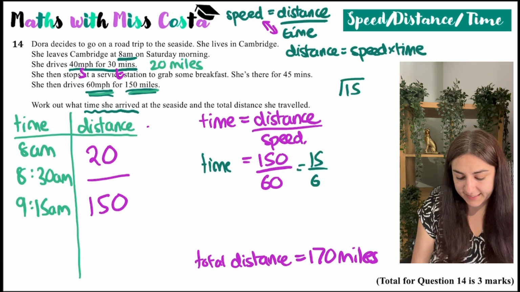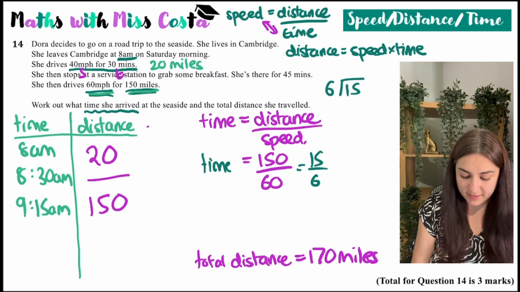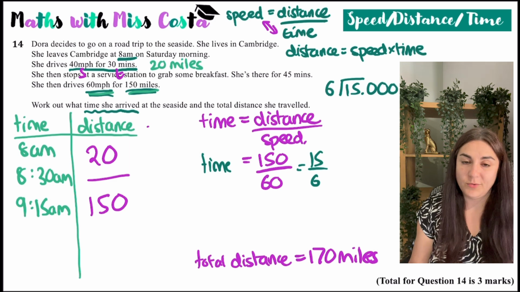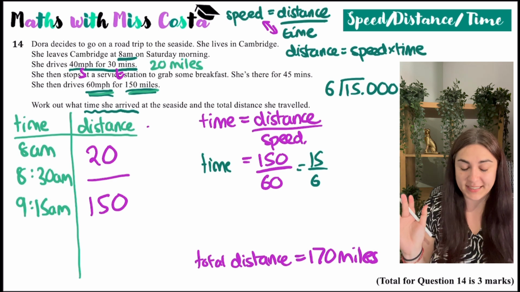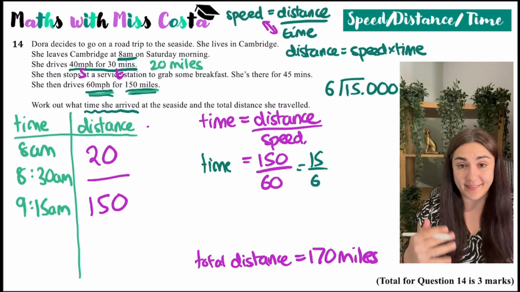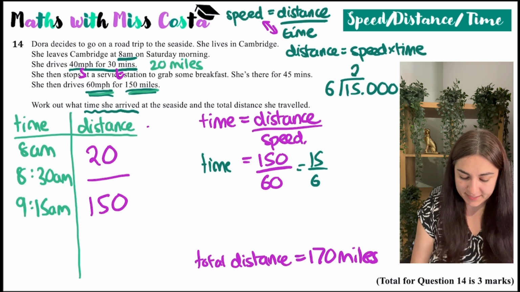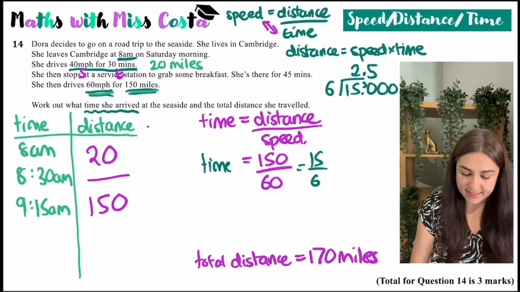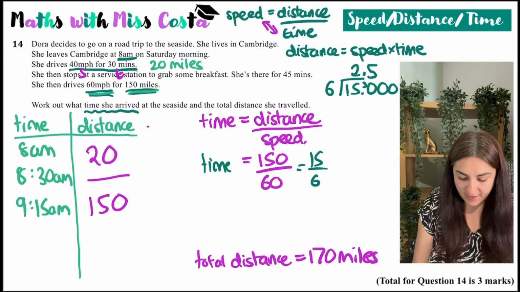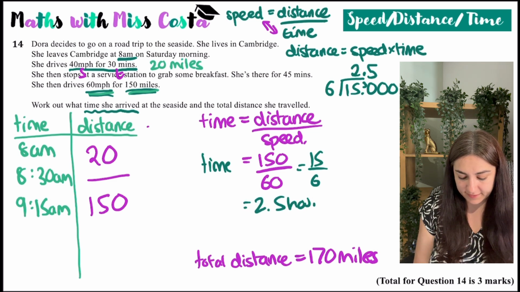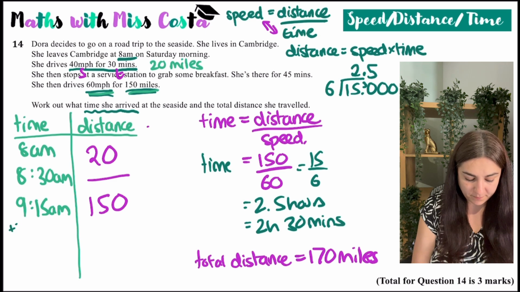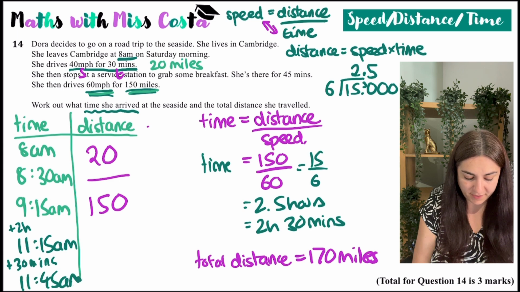And 15 divided by 6, once again, use the bus stop method if you're stuck. Whenever you know that it's going to be a decimal, you just put the decimal point down and add a bunch of zeros, and that's where your remainders go. So 6 into 15 goes twice, remainder 3, so I put my decimal point there, and 6 into 30 goes 5 times. So that is 2.5 hours, which is 2 hours and 30 minutes. So 9:15 plus 2 hours is going to be 11:15, and plus 30 minutes is 11:45 a.m.